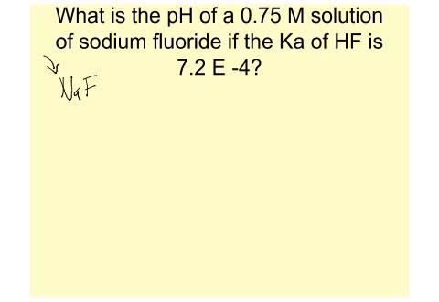This is the part from a base. This is the part from an acid. This comes from a strong base. Strong bases, remember, ionize 100%. That means Na positive will not attract OH negatives. Why? Strong base. Ionize 100%.